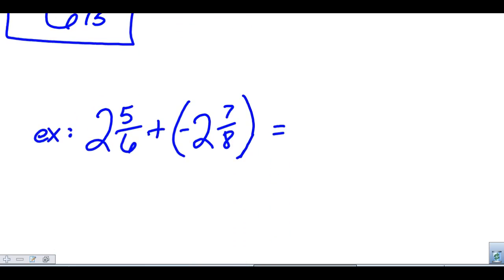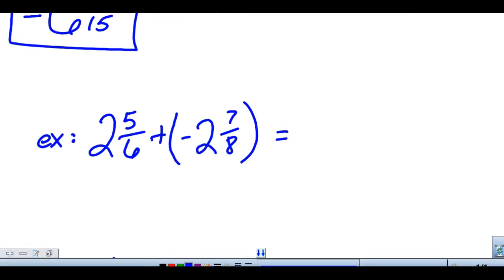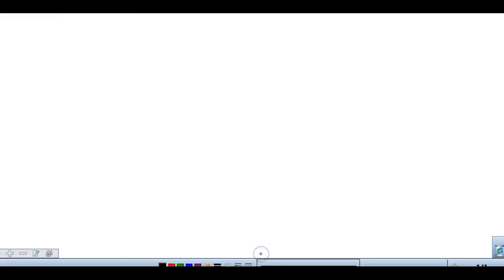Let's try another one. So in this example, we have 2 and 5/6 plus -2 and 7/8. We have one positive and one negative. So using our steps to help guide the way, step 1, we need to figure out which one of these is the larger absolute value. This is going to help us determine which number to place in the top position when we're adding or subtracting.